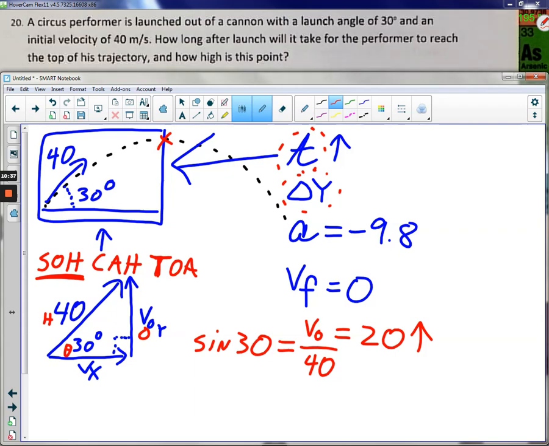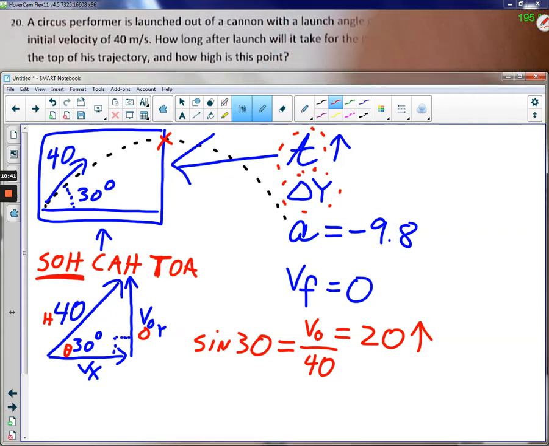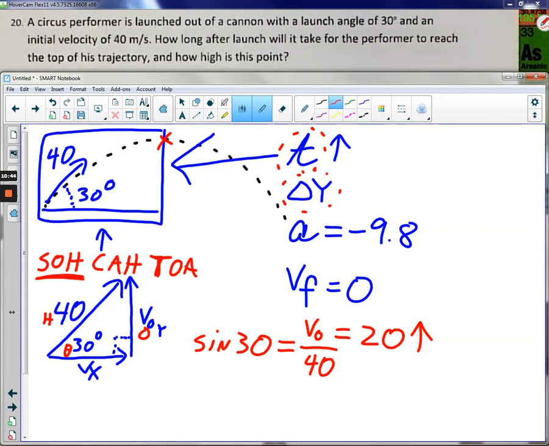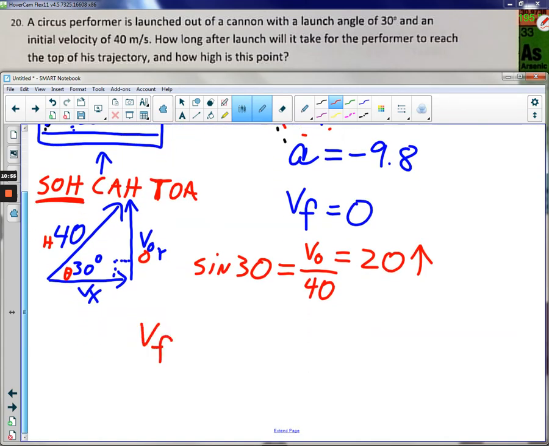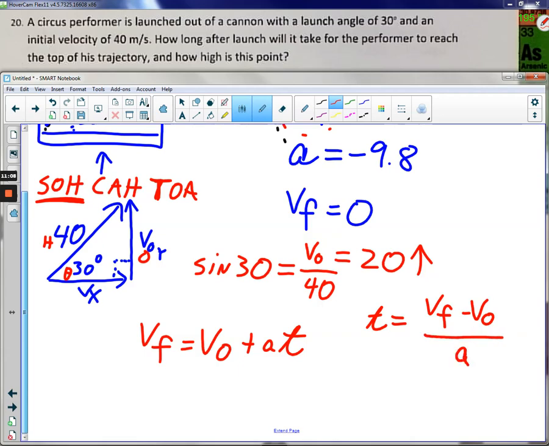Okay, I'm back. Jasmine had suggested using big 5 number 2, and I think that's a great idea. Big 5 number 2, VF equals VO plus AT. Now, if we wanted to rewrite that to solve for T, how would we do it? Okay. VF minus VO divided by A. I love it. T equals VF minus VO divided by A.